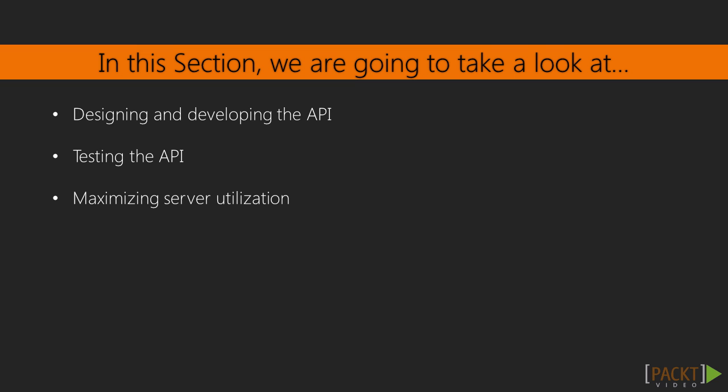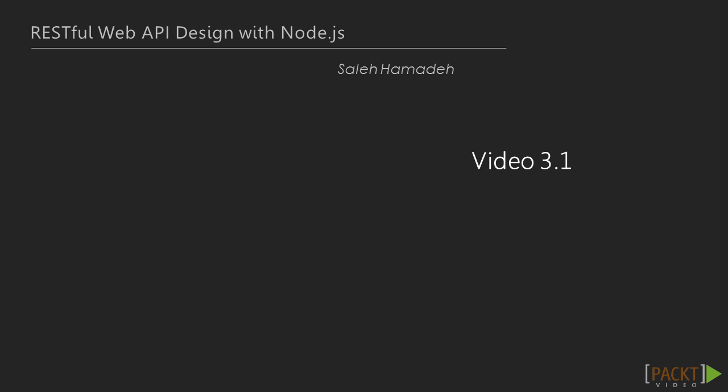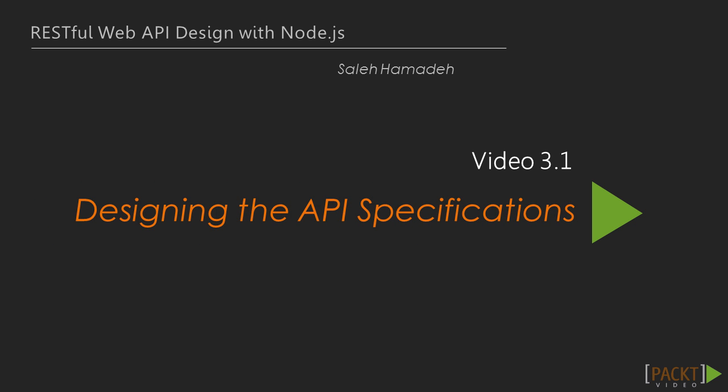We will perform acceptance tests and load tests to ensure that our API is working as expected. Finally, we will look at ways to maximize our server's utilization. Now we move on to the first video of this section that deals with designing the API specifications.